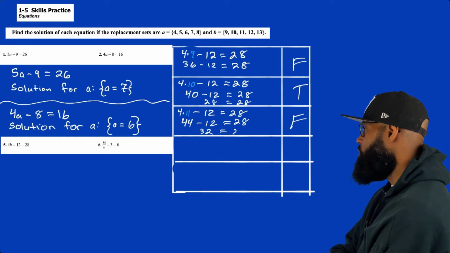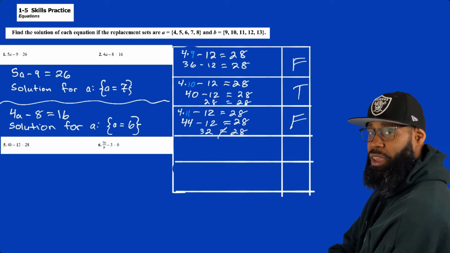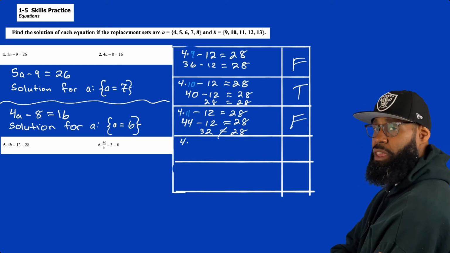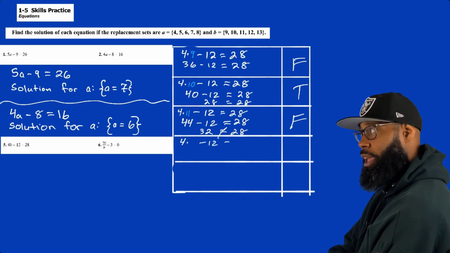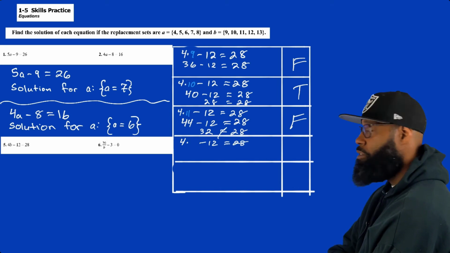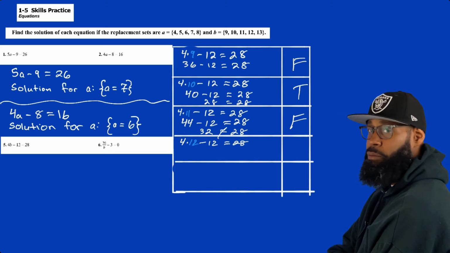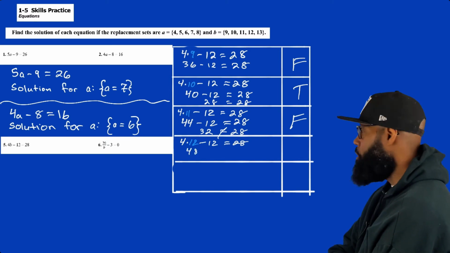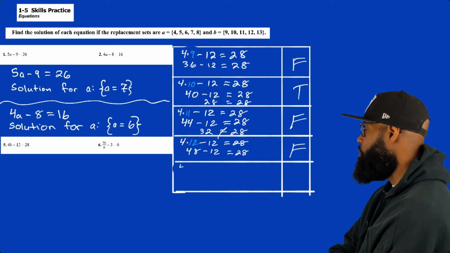So let's get these last 2 in, guys, and then we got one more of these. And we're going to be doing the same thing in the next portion of the handout. But again, you know kids, they run from them fractions. They run from them like it's Freddy Krueger or something, cracking me up. But 48 minus 12 will be 36, and no, 36 is not equal to 28.